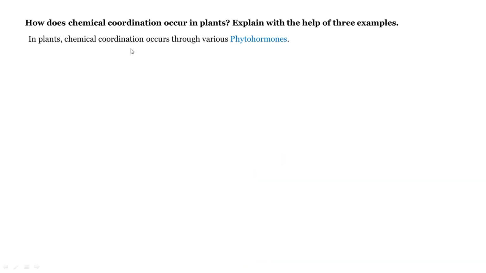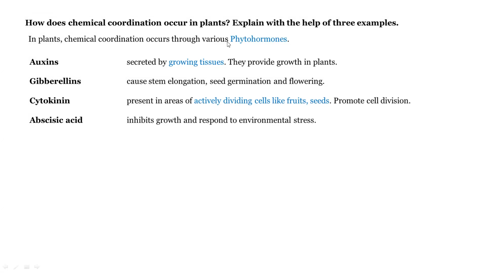In plants, chemical coordination occurs through various phytohormones, and for these phytohormones you can write the names like auxins, gibberellins, cytokinins, ethylene or abscisic acid. Now the second part of the question is written in this way: explain with the help of three examples. So you can take any three. Auxins are secreted by the growing tissues and they provide growth in the plants. The second example is gibberellin. They cause stem elongation, seed germination and flowering.